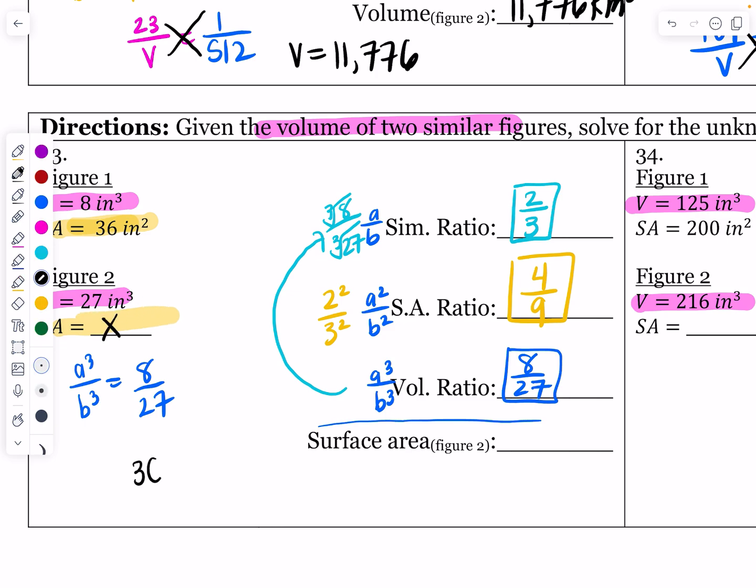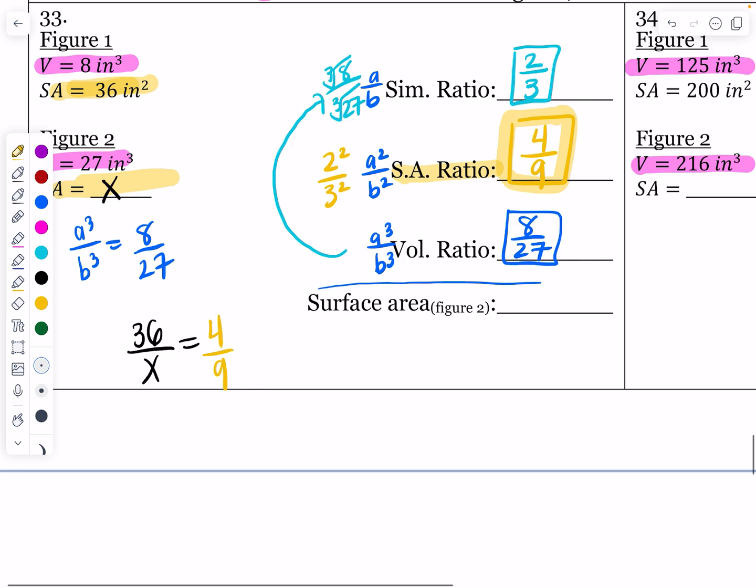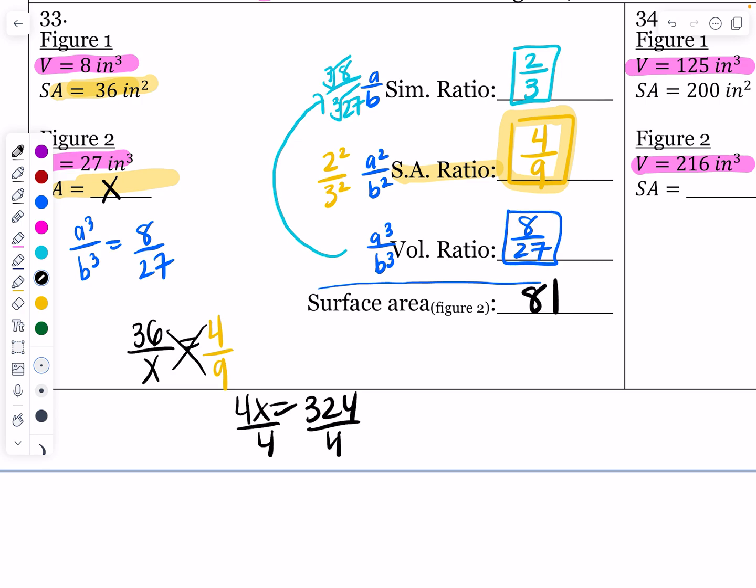So 36 is the original surface area of figure 1. That's what was in the description. We're trying to find the surface area of the larger shape. So what do I set that equal to? I'm going to set that equal to the surface area ratio, which is 4 over 9, and then I'm going to cross multiply. So when I cross multiply, I'm going to get 4x equals 9 times 36, which is 324, and then I'm going to divide by 4 on both sides. When I divide by 4, I'm going to get 81. What are my units? Inches squared, because this is surface area.